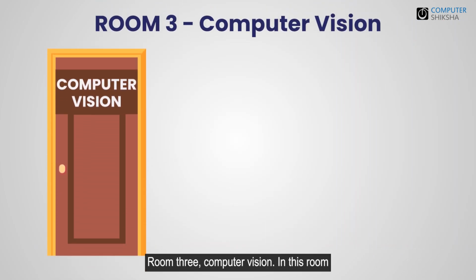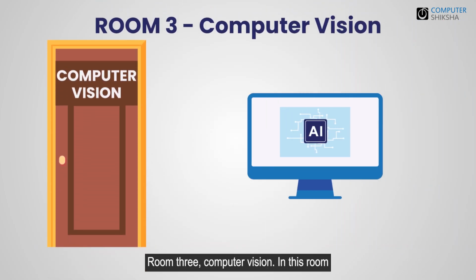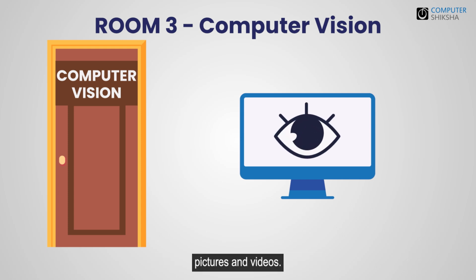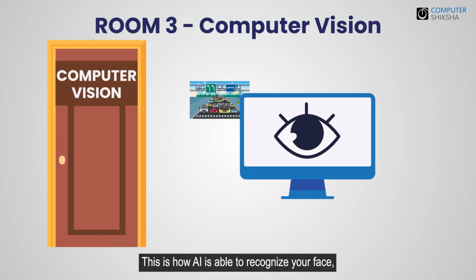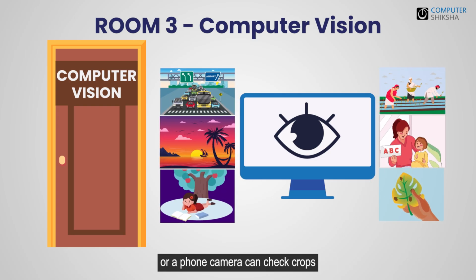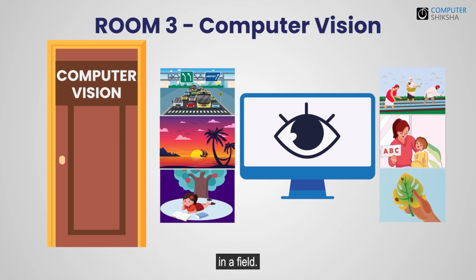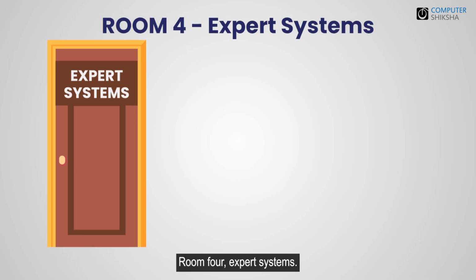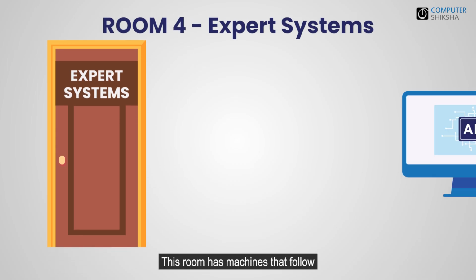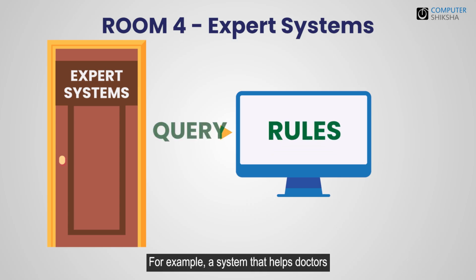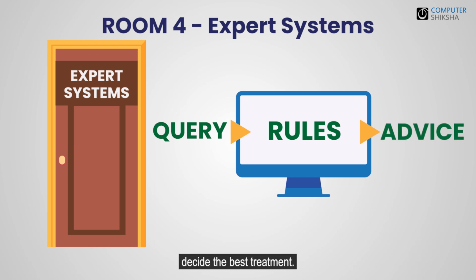Room 3. Computer vision. In this room, machines learn to see and understand pictures and videos. This is how AI is able to recognize your face, or a phone camera can check crops in a field. Room 4. Expert systems. This room has machines that follow stored rules to give advice. For example, a system that helps doctors decide the best treatment.